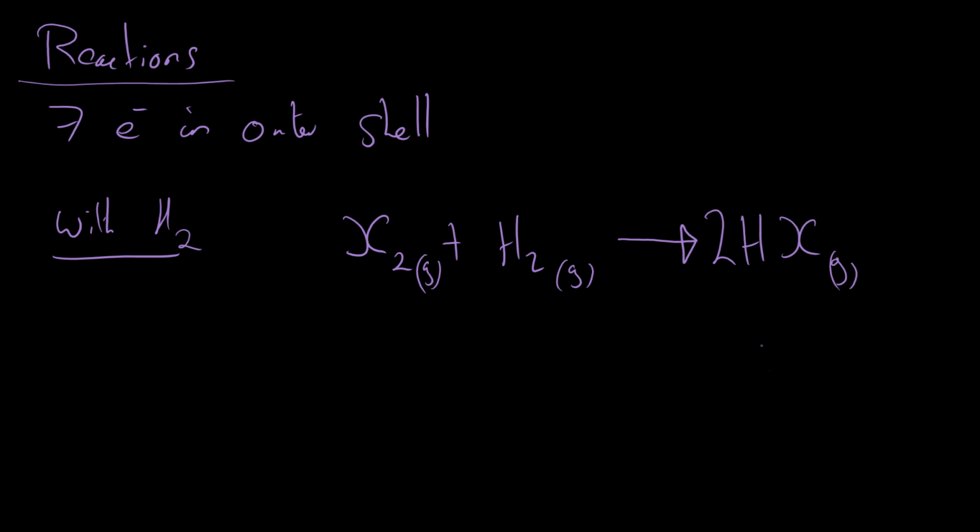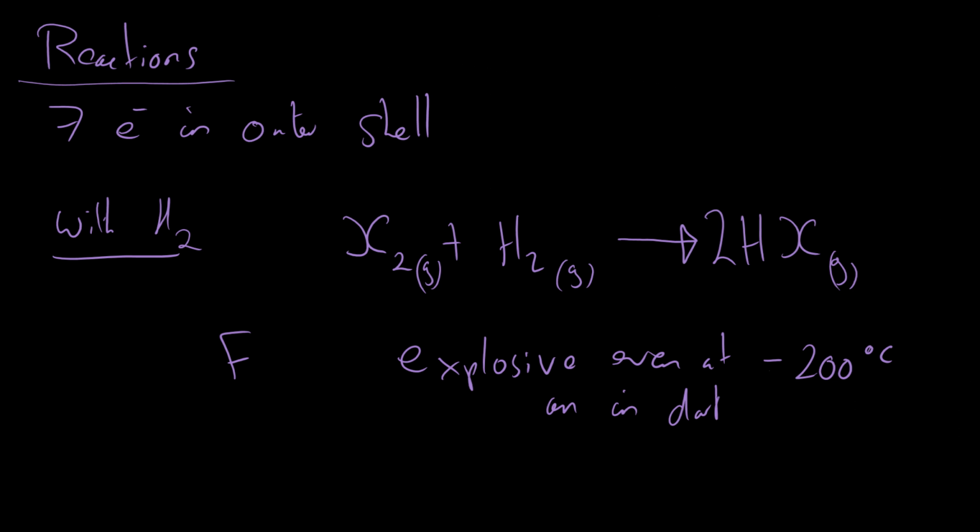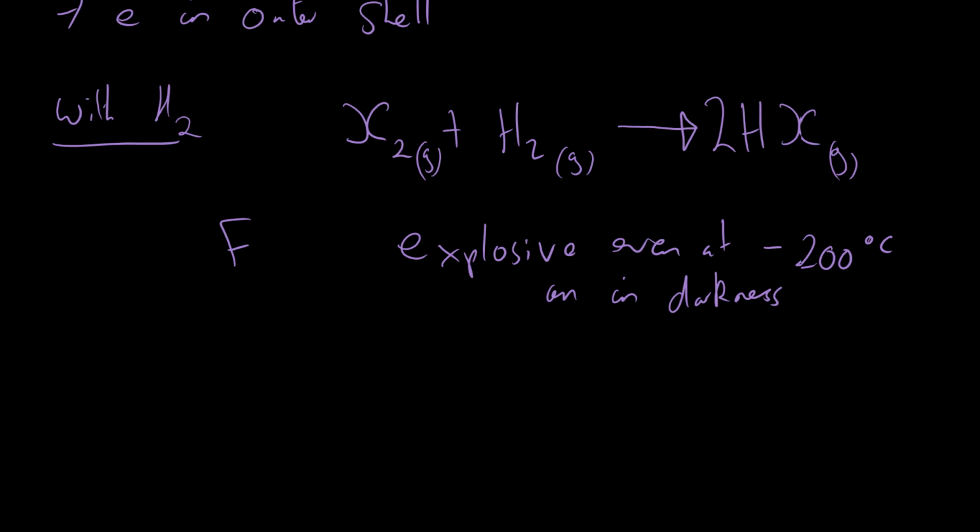Now, the reaction conditions required for this reaction tell you the story of how reactive the halogens are. So when we are using fluorine, this reaction is explosive even at negative 200 degrees Celsius and in darkness. What this is basically saying is you're not really providing any energy to this reaction externally. The fluorine is reactive enough for this to just happen. And not just happen, it will be explosive.